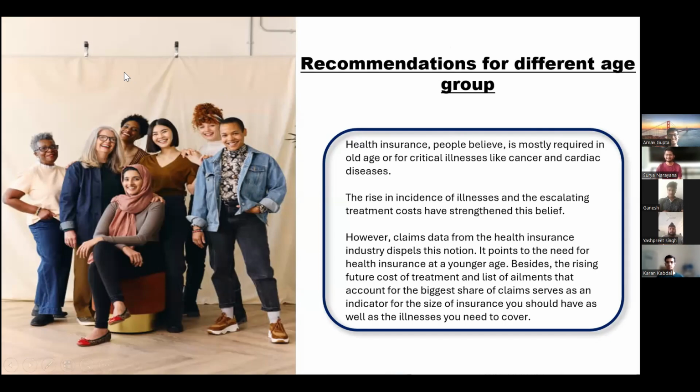Recommendation for different age groups. Health insurance, people believe, is mostly required in old age for critical illness like cancer and cardiac diseases. The rise in incidence of illness, however, and claims data from the health insurance industry dispel this notion. It points to the need for health insurance at a younger age. Besides the rising future cost of treatment, the list of ailments that account for the biggest share of claims serves as an indicator for the size of insurance you should have as well as the illness you need to cover.